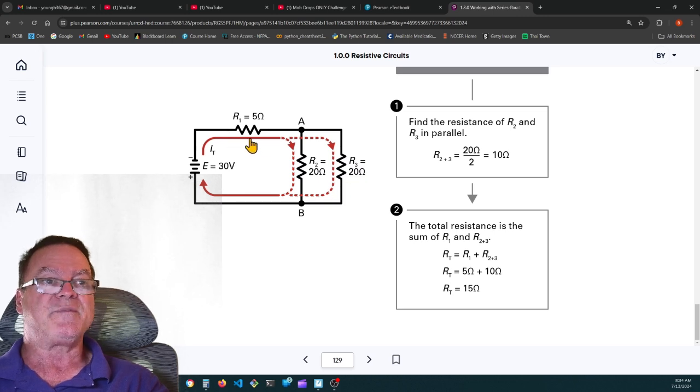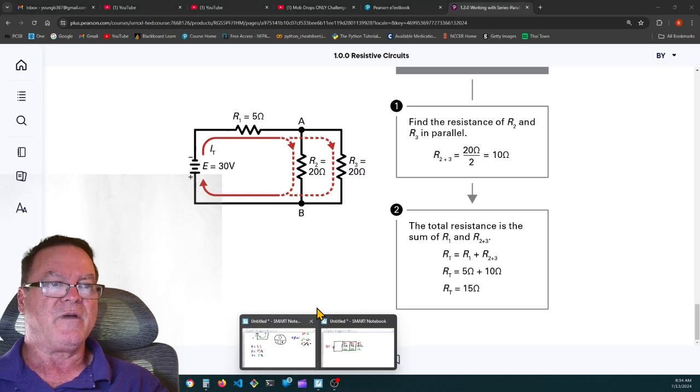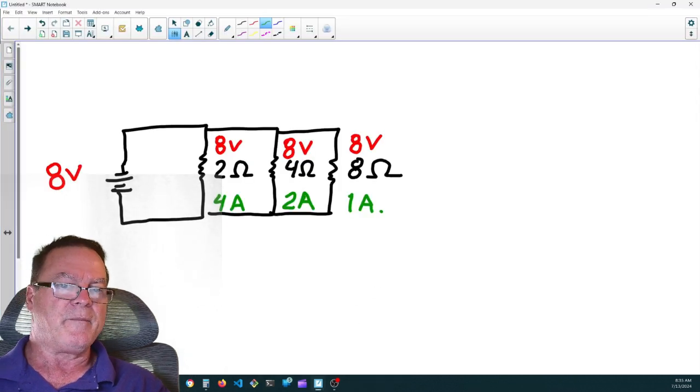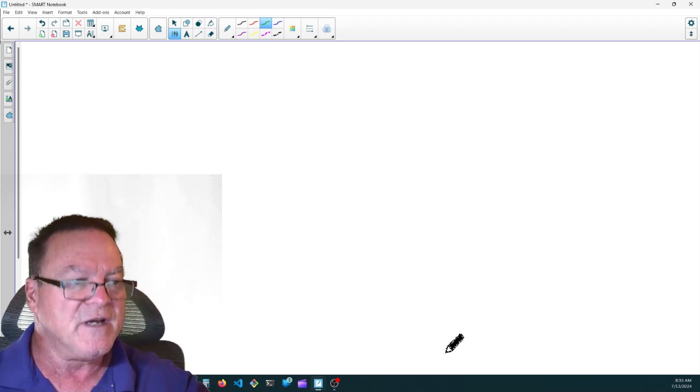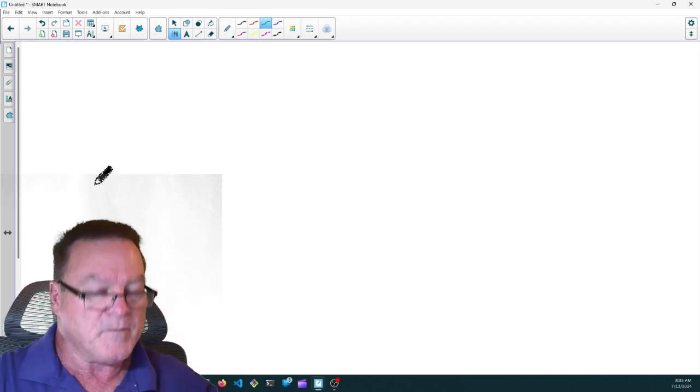So there are 2 amps flowing through R1. So there's 10 volts dropped across R1, and the other 20 volts is dropped across R2 and R3. Let's see what that looks like on the smart board. We have 5 and 20 and 20. Okay. I'm going to turn the page here, and let's redraw this circuit.